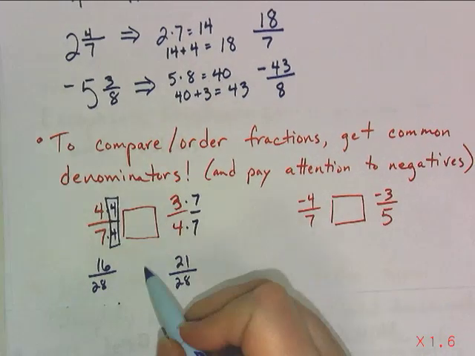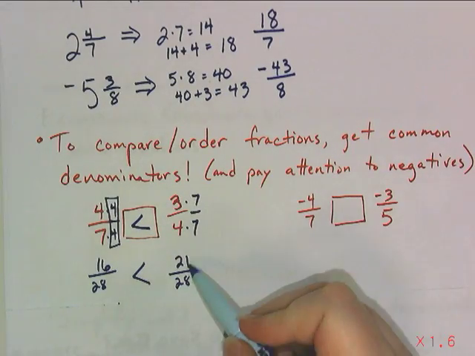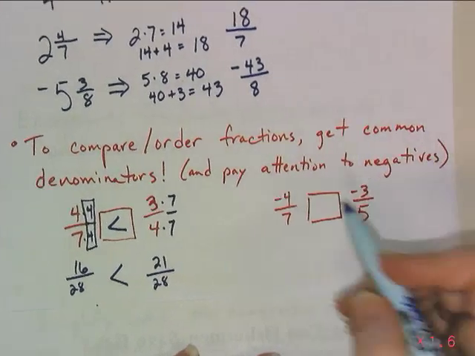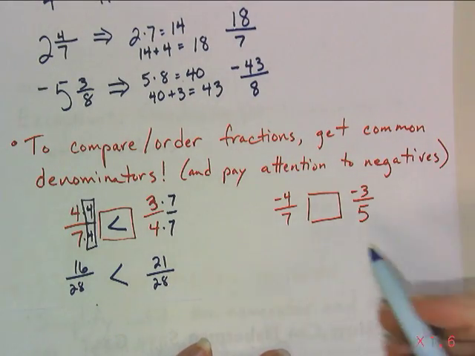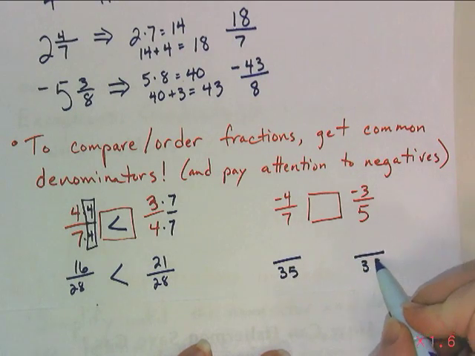So which of these is larger? 3/4 is larger than 4/7. 21/28 is larger than 16/28. When I come over here, I need to pay attention to my negatives in all of this work that I'm doing. For 7 and 5, 35, the product, is the common denominator that we can use.